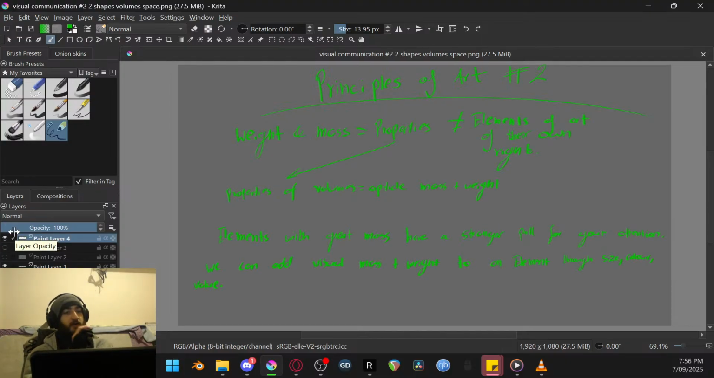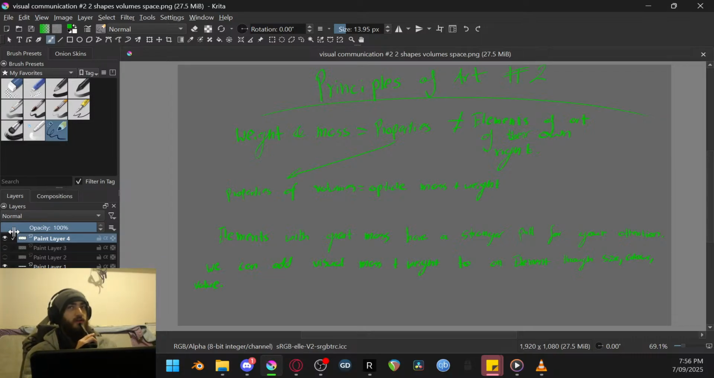The next thing we can talk about is weight and mass, which are not by themselves elements in their own right, apparently, but rather properties of volumes, which is optical mass and weight. So it doesn't have a physical mass, but we can visually make it look as if it had visual mass. Elements with great mass have a stronger pull for your attention. Yeah, I guess that makes sense.